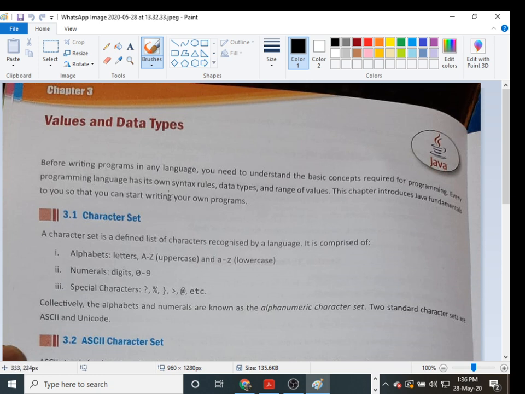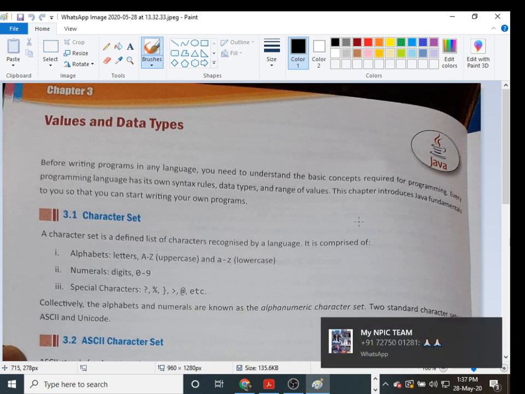Every programming language has its own syntax rules, means whether that is Java, C or C++ or any other programming language, every programming language has its own style of writing programs. So it has its own syntax rules, data types and range of values. This chapter introduces Java fundamentals to you so that you can start writing your own programs. So in this chapter you will come to know about the basic fundamentals of Java programs so that you can start writing Java programs.